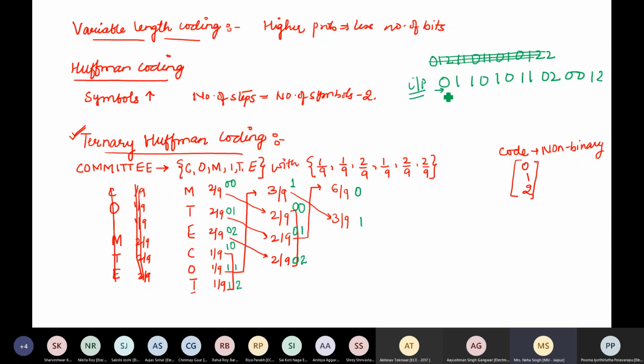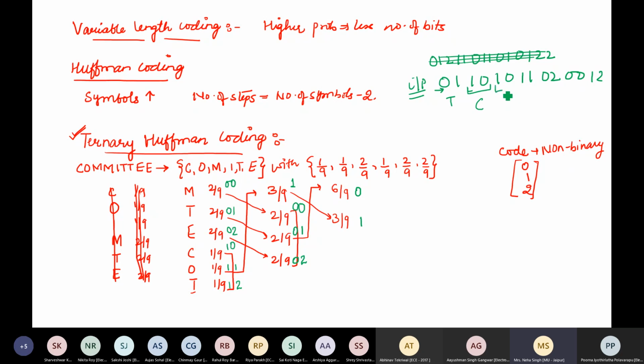I start with the first bit. I do not have a single code for 0, so I look for 0, 1. 0, 1 is T. Then I look at 1. 1 has three options. 1, 0 is possible, 1, 1 is possible, 1, 2 is possible. So I combine the second bit. The second bit is 0. So 1, 0 means it is C.